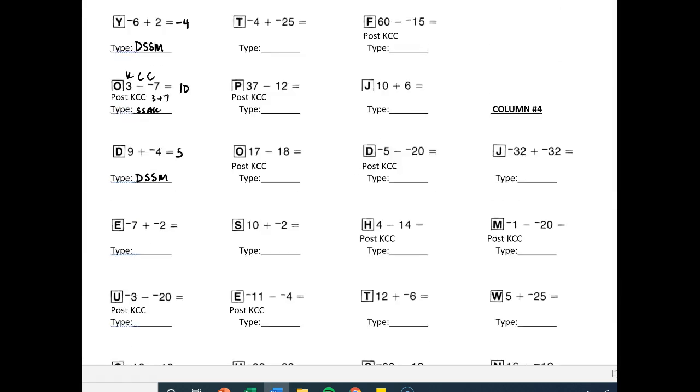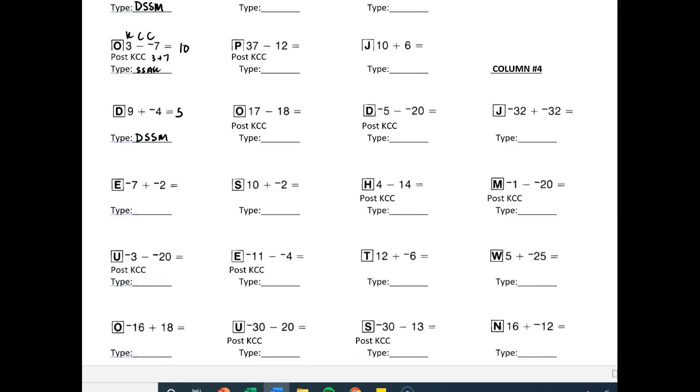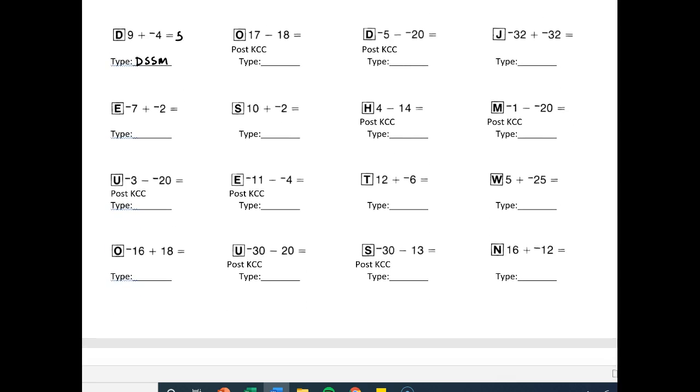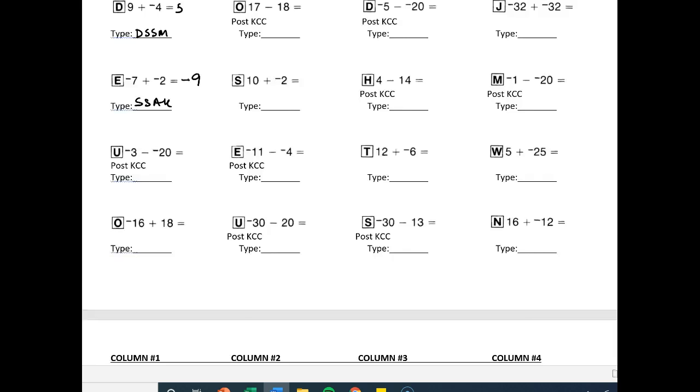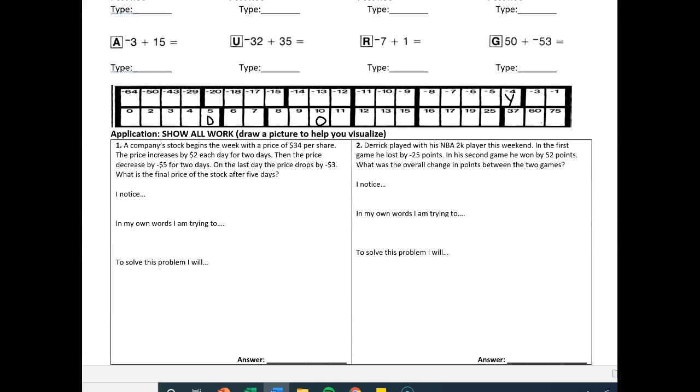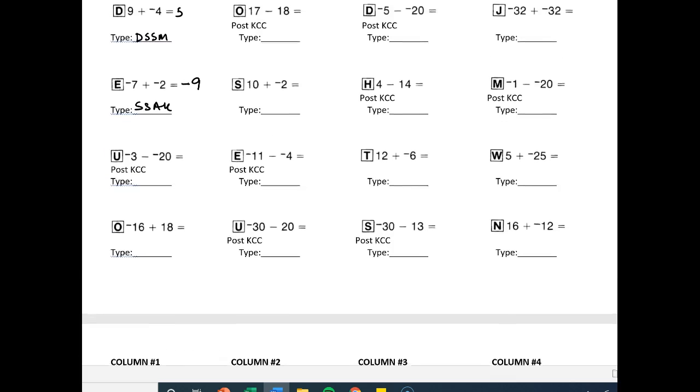All right. Let me do another one with you. So E. That is an SSAK problem. Same signs, add, keep. They are both negative, right? So it is negative 9. Keep the sign. Go back to the back side. Find negative 9. There's positive 9. Here's negative 9. Write E, and you're done. Move on to the next one.